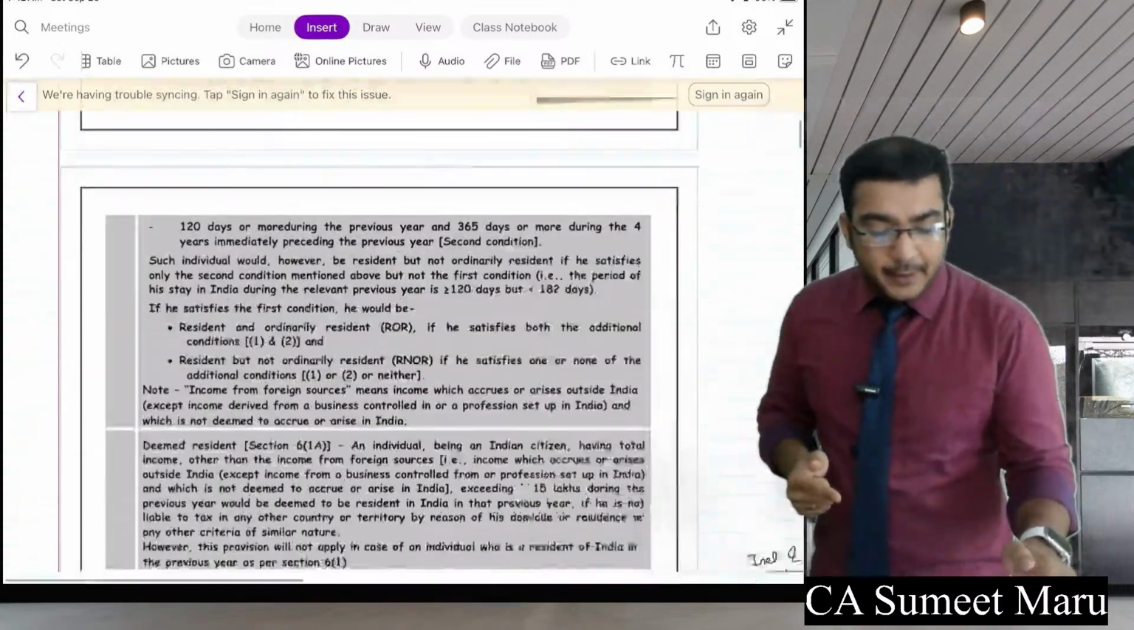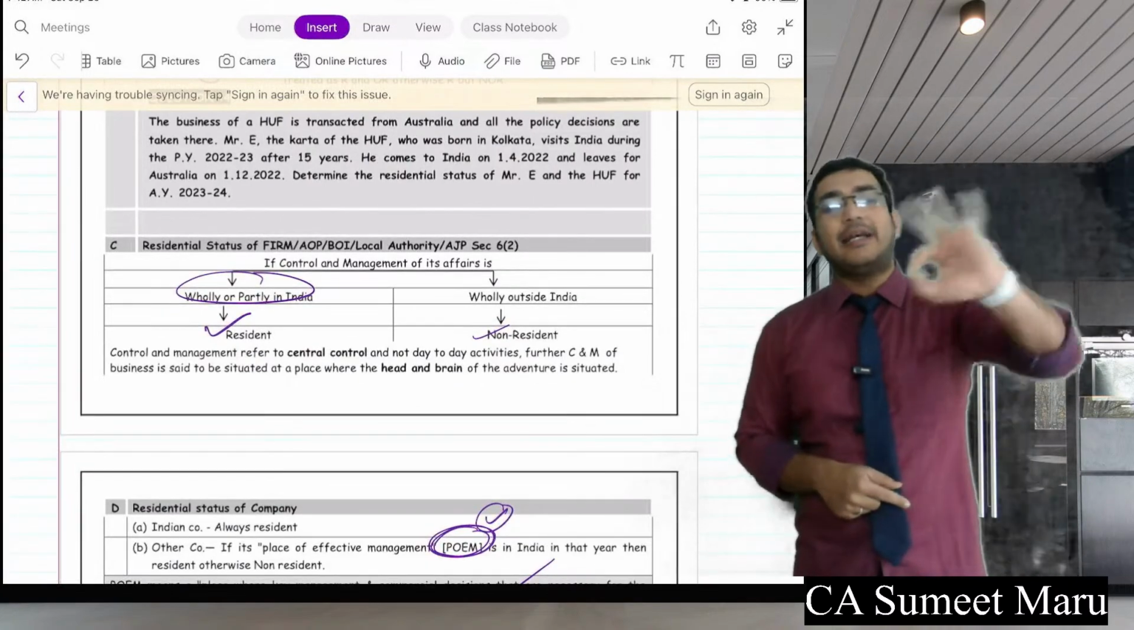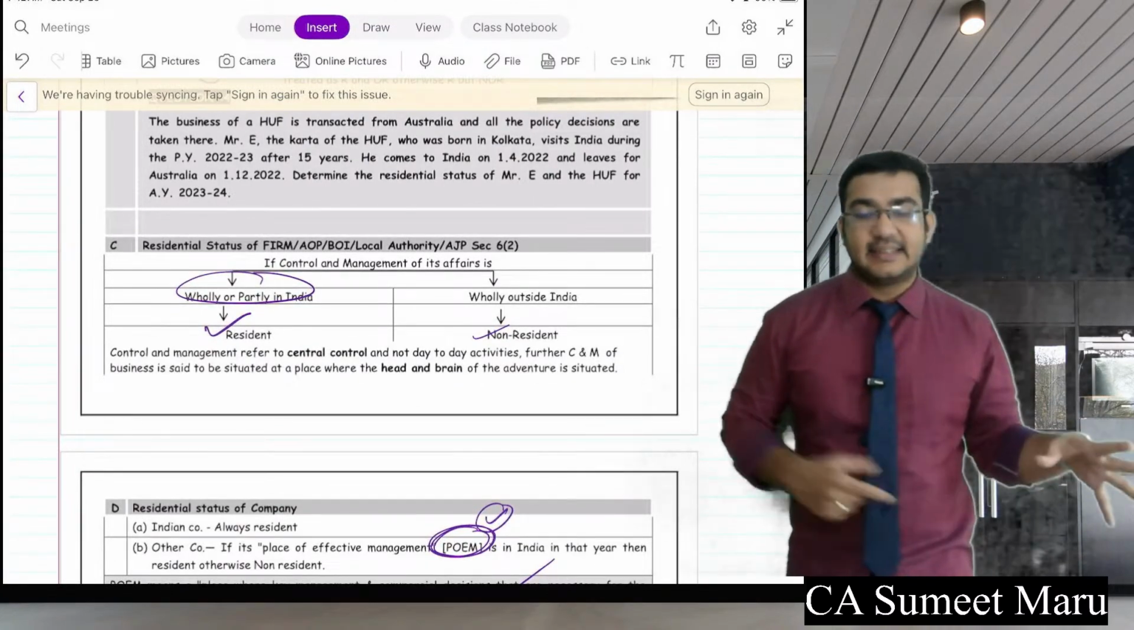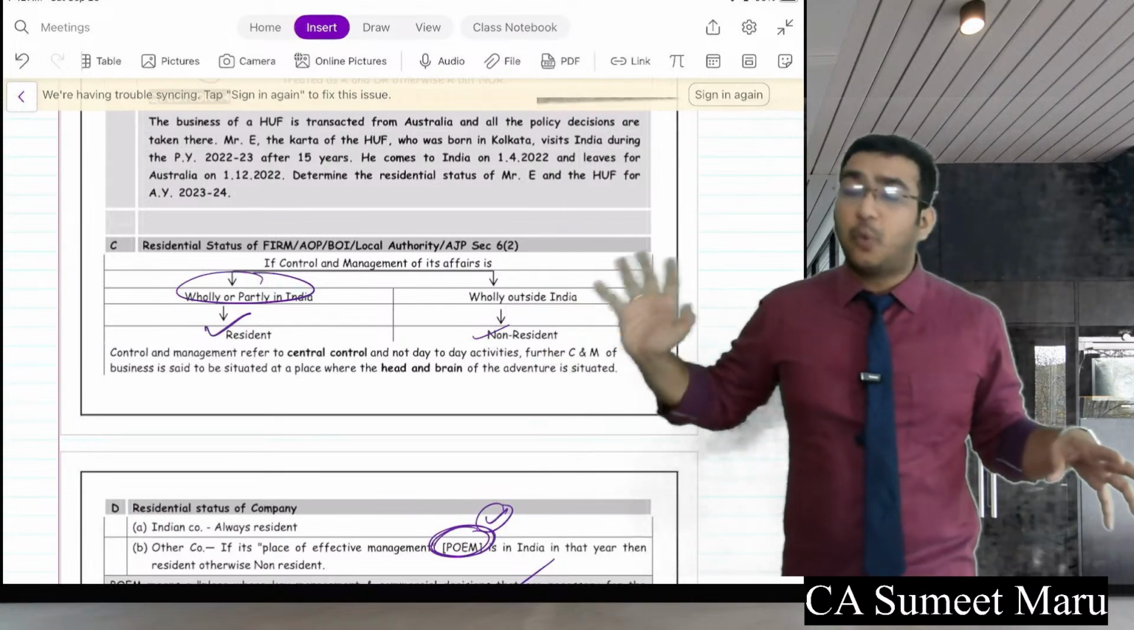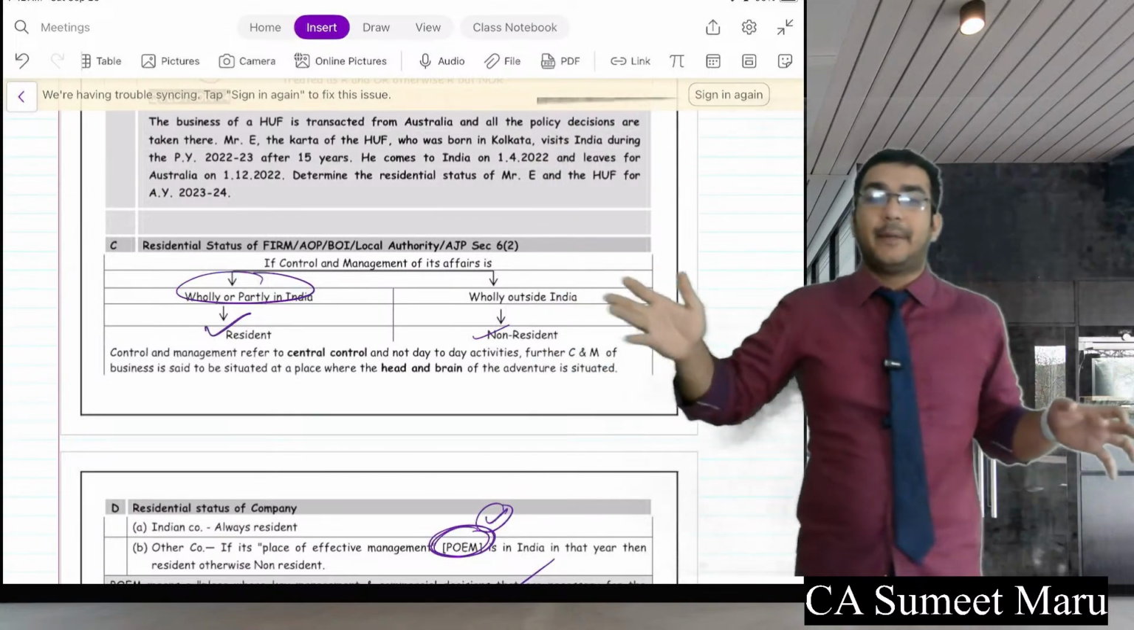Going further, for LLP and partnership firm, we see the firm's business: if it is partly or completely from India, resident; other than India, non-resident. If the entire business is outside India, it is non-resident. There are no other statuses for company, firm, LLP and AOP.